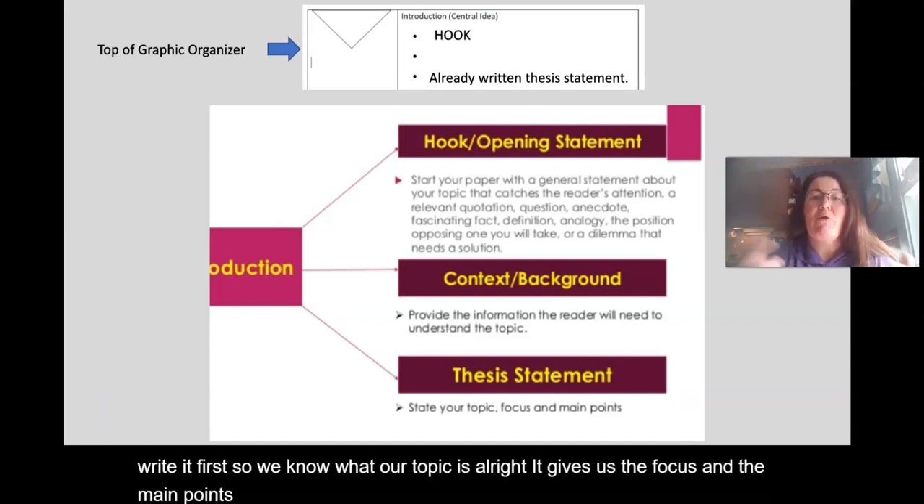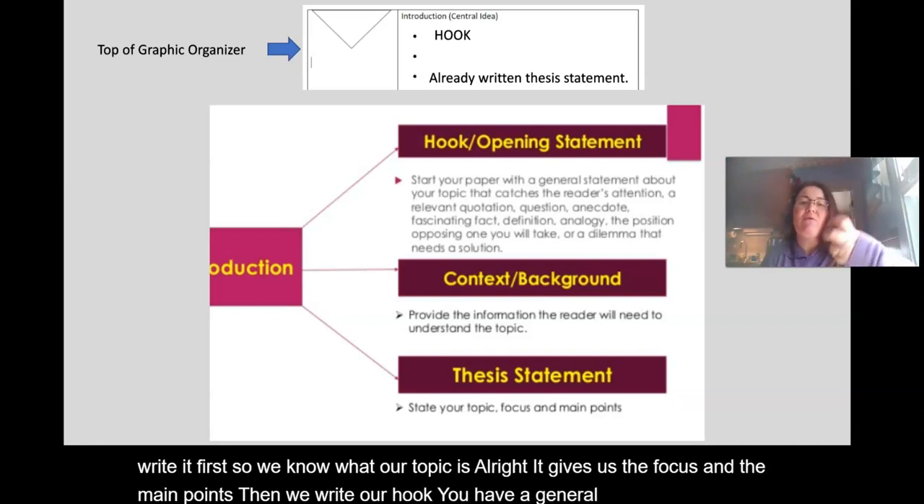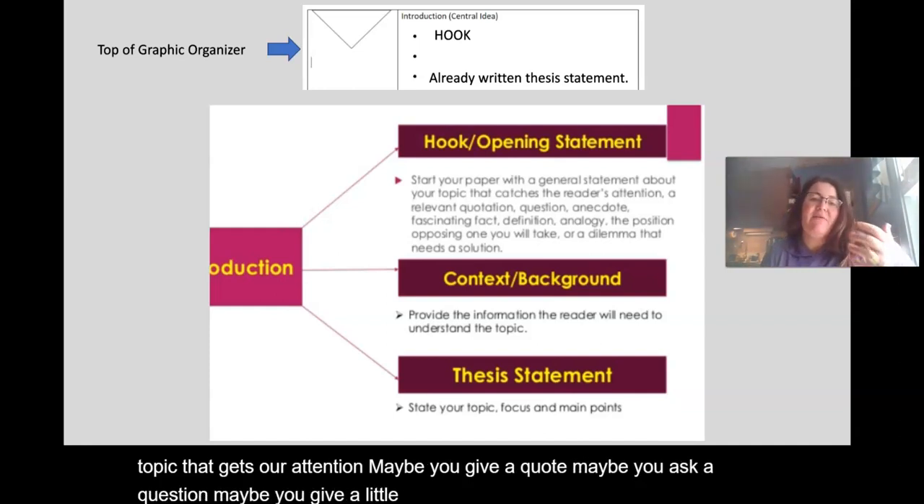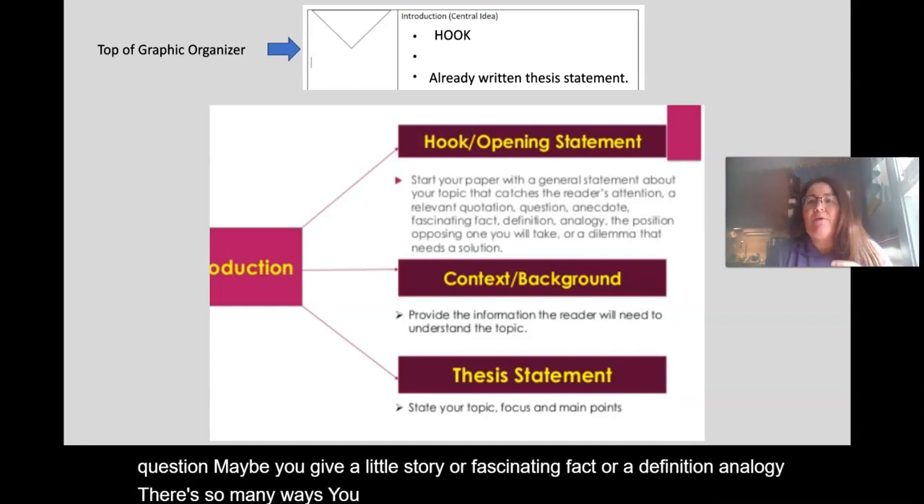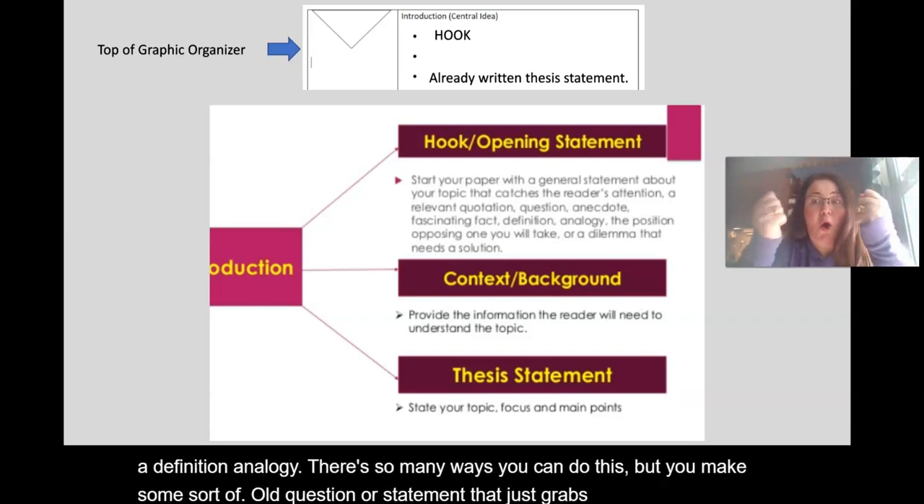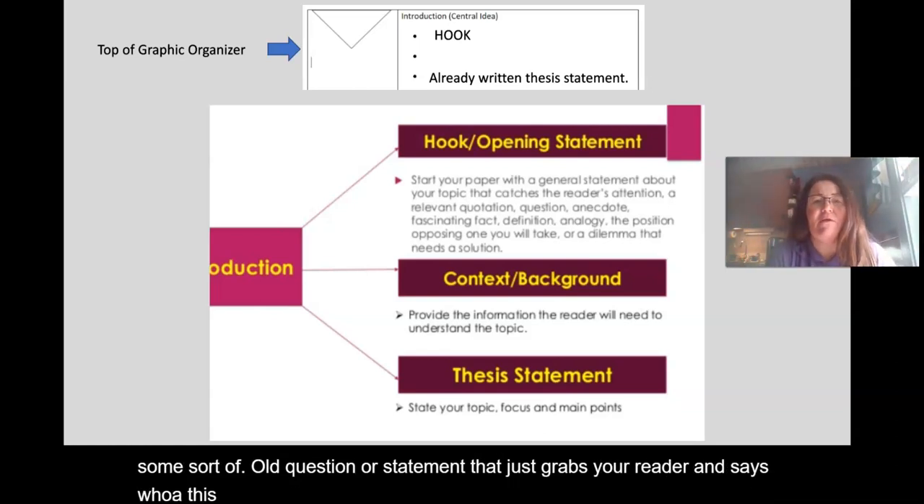Then we write our hook. You have a general statement about your topic that gets our attention. Maybe you give a quote. Maybe you ask a question. Maybe you give a little story or fascinating fact or a definition, an analogy. There's so many ways you can do this, but you make some sort of bold question or statement that just grabs your reader and says, whoa, this is interesting. I want to pay attention.